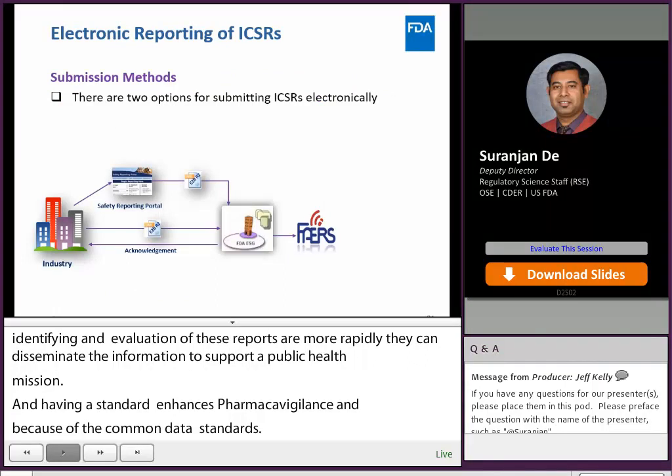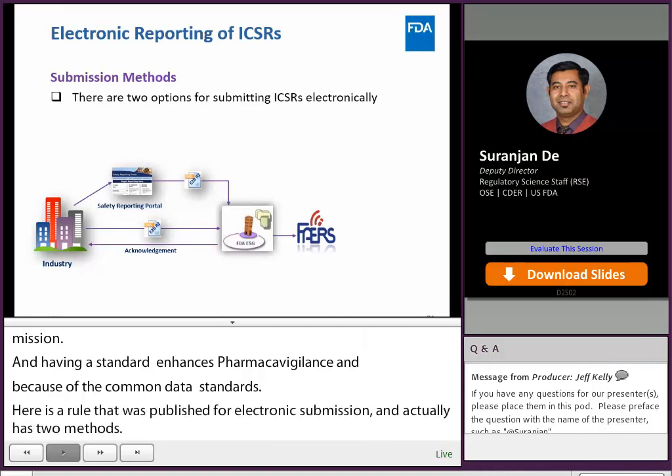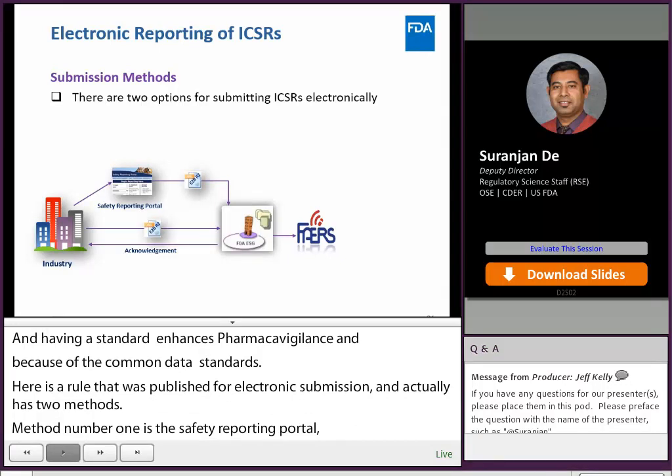Method number one is through the safety reporting portal. You have to fill in a form and submit one report at a time. The other method is to go through the gateway, where you can submit via E2B, and you can submit in batches, and you can get acknowledgement back saying the report was accepted or not. But with the safety reporting portal, as soon as you hit submit on the web form, your report is submitted.